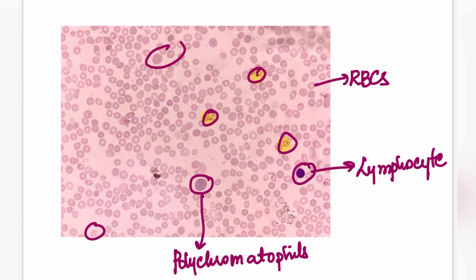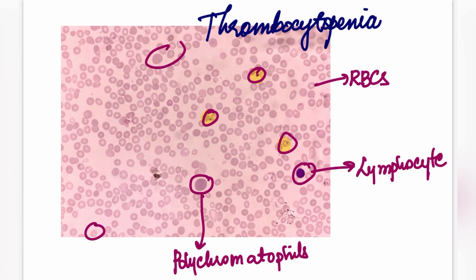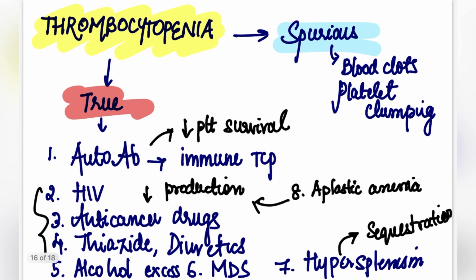And what is this condition? A condition where platelets are decreased. So this condition is known as thrombocytopenia. So as we had already told, the normal count is 1.5 to 4.5 lakhs. So anything below 1.5 lakhs comes under thrombocytopenia. So this is a thrombocytopenia of a peripheral smear.